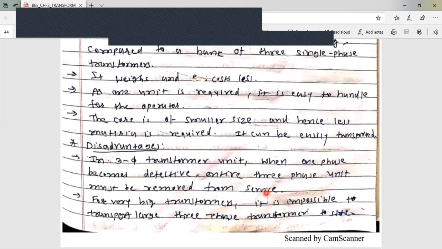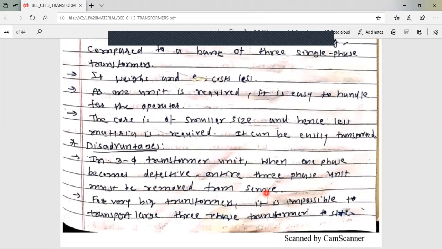Basically, you have to keep in mind that the three-phase transformer divides into two parts: the bank of three single phase units, and second is the single unit of three phase transformer.